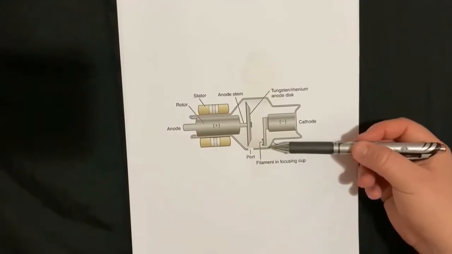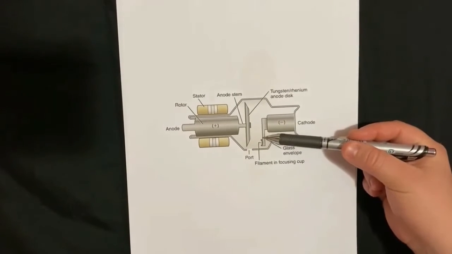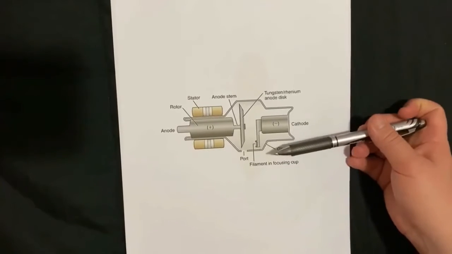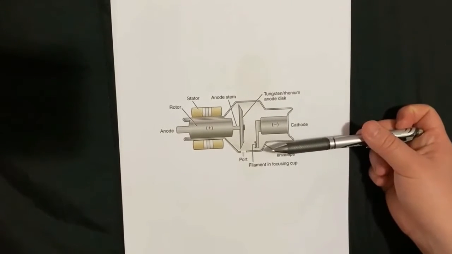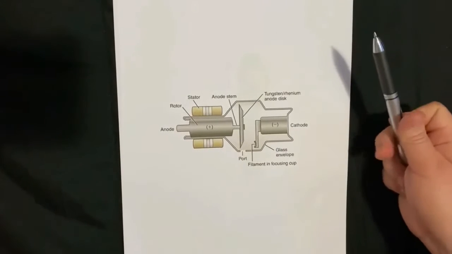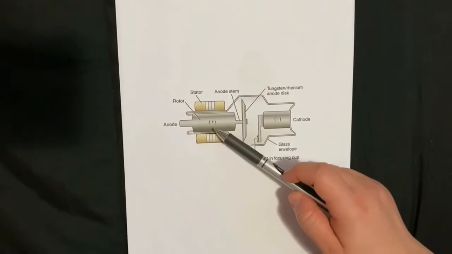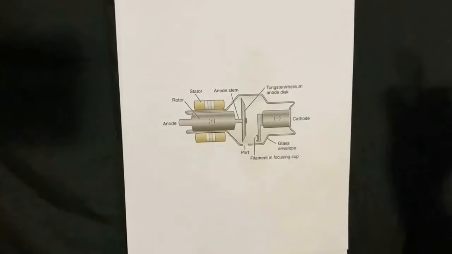A filament is a small negative charged coil made of tungsten. The coil is placed in the focusing cup, and the accumulation of the electrons occurs in the focusing cup. The filament heats up, emitting electrons towards the anode disc, creating the actual focal spot. This process is called thermionic emission.